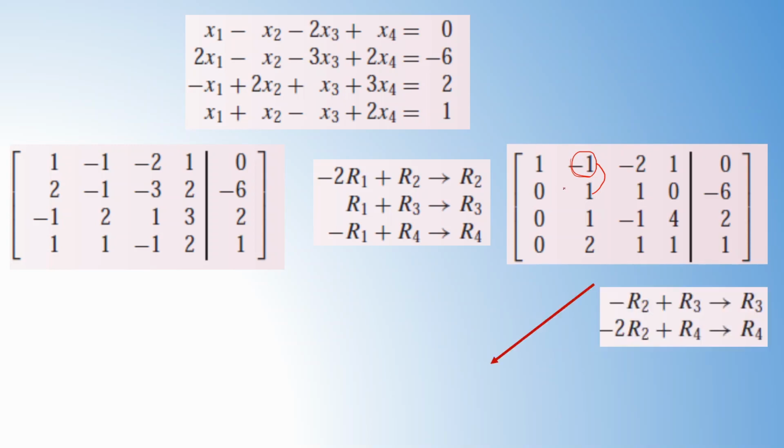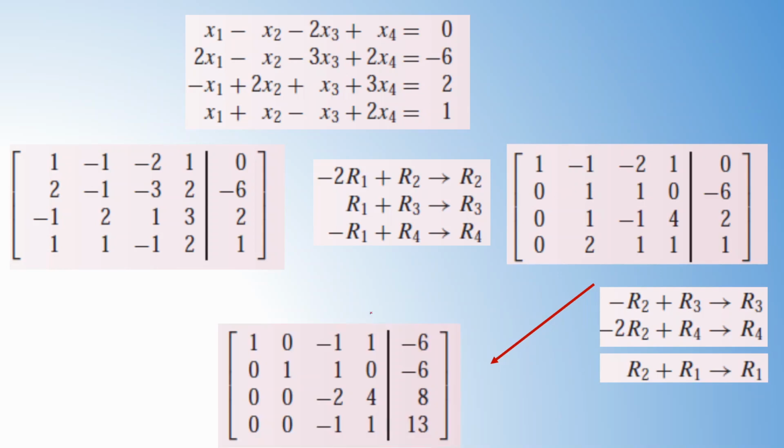So we apply all these things. Then you will get this kind of result. I will explain the last operations only. So you add R2 and R1 into R1. So here 0 plus 1 is 1. 1 plus minus 1 is 0. You get 0 here. And 1 plus minus 2 is minus 1. 0 plus 1 is 1.